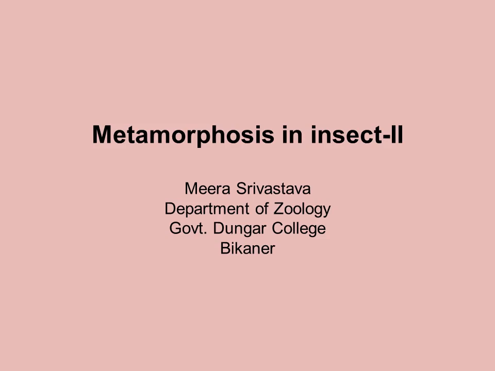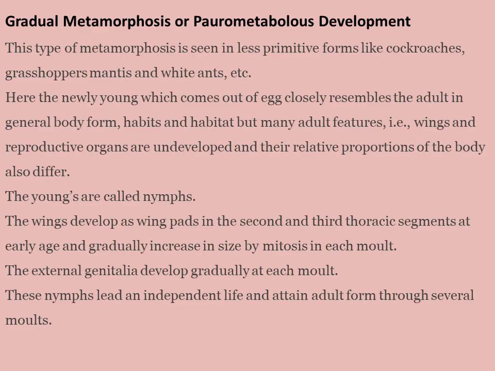So, dear students, moving further to my previous lecture on metamorphosis. Here, this is the metamorphosis in insect part 2. The second type of metamorphosis is the gradual metamorphosis or paurometabolous development.